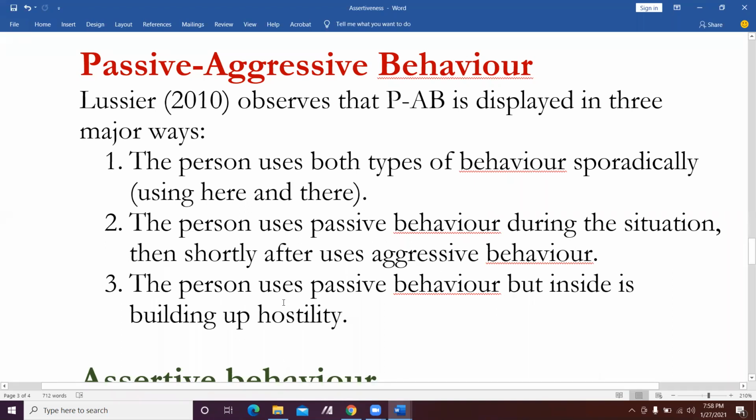Then the third major way: the person uses passive behavior, but inside is building up hostility.